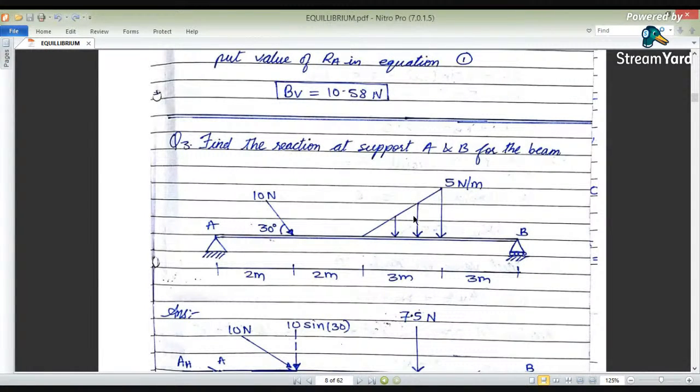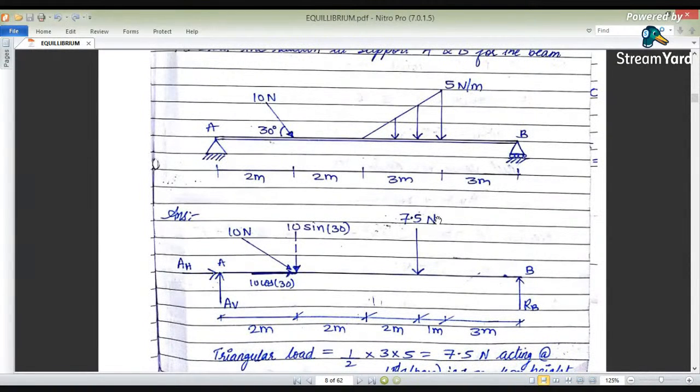So how do we convert this triangular load into a point load? Here the area of this triangle is half into base into height. The base is 3 meters, the height is 5, and it will act at the CG. So we draw a vertical line at this point, at a distance of 1/3 of the base on one side and 2/3 on the other. So the effect of this triangular loading will be along the CG.